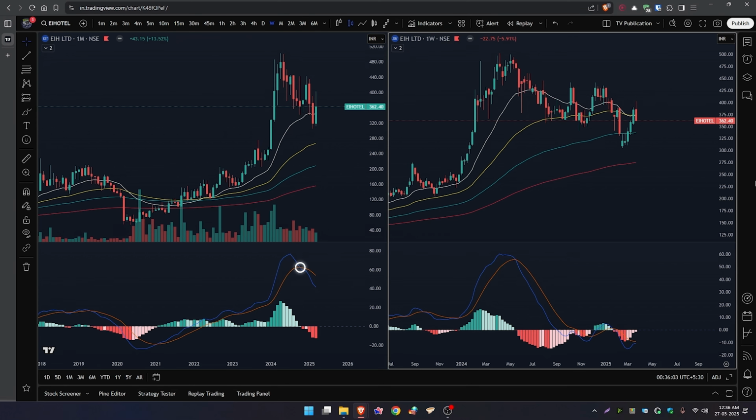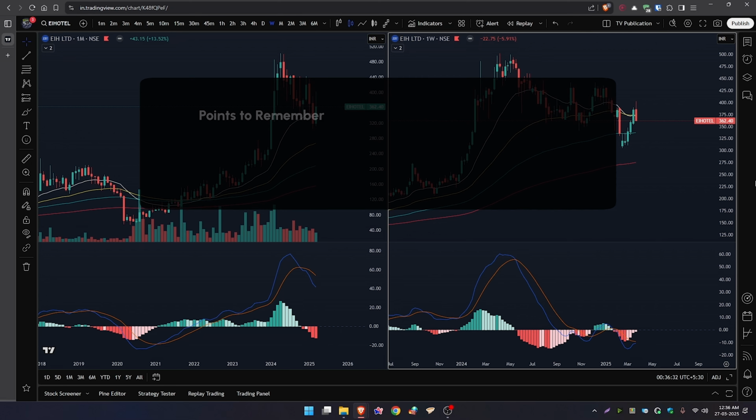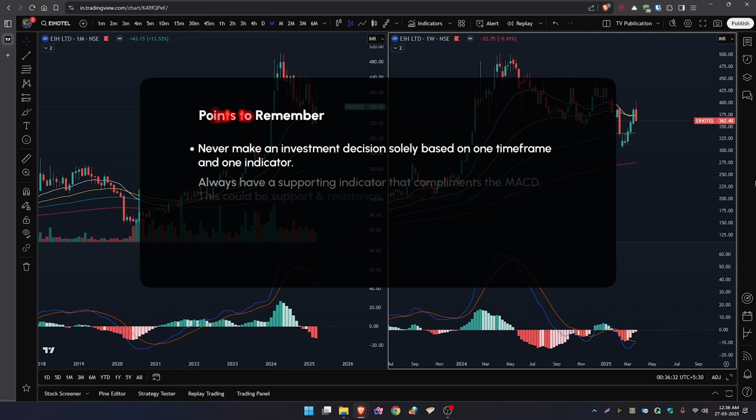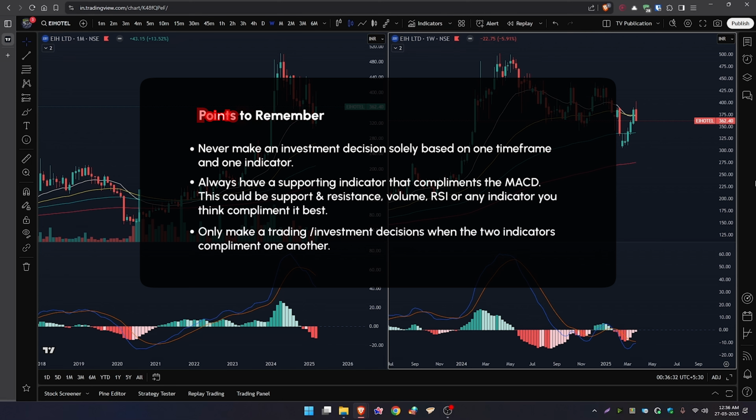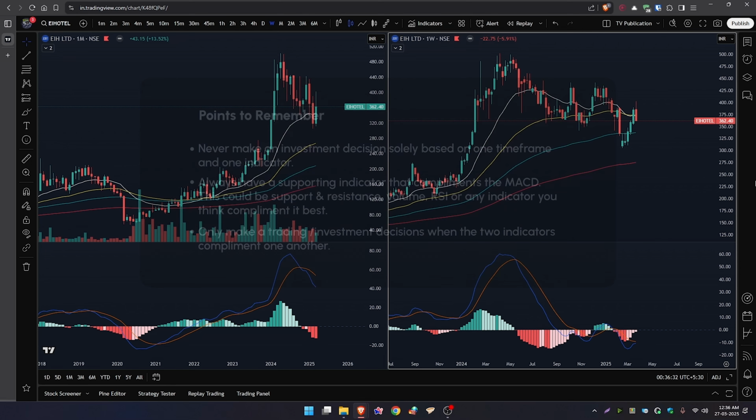If a cross down occurs with significant downward momentum on a larger time frame, such as the monthly time frame, the upward move may take longer until selling momentum gradually weakens. Keep 3 points in mind. Never make an investment decision solely based on one time frame and one indicator. Always have a supporting indicator that complements the MACD. This could be support and resistance, volume, RSI, or any other indicator you think complement it best.